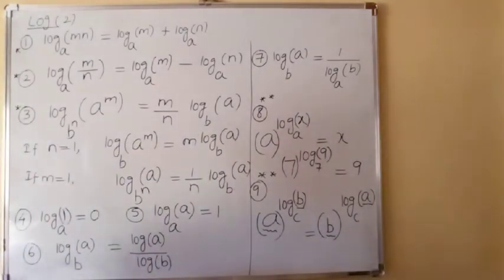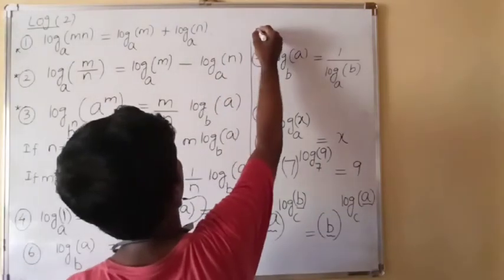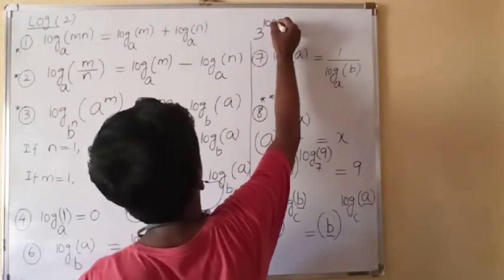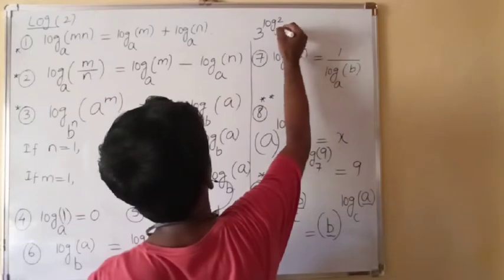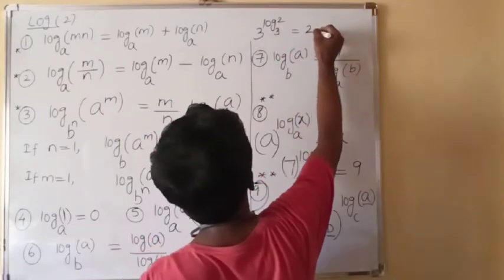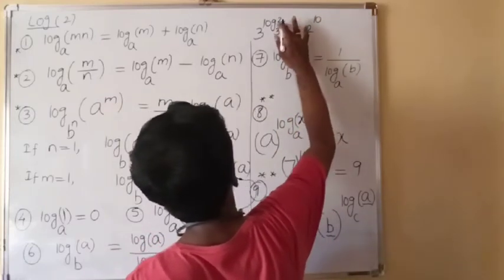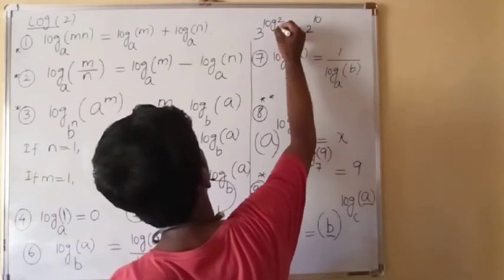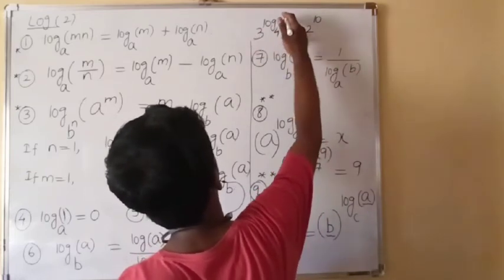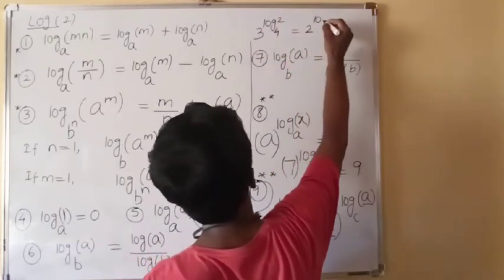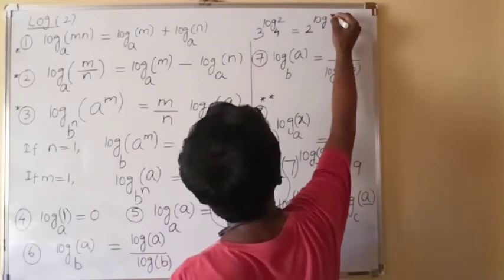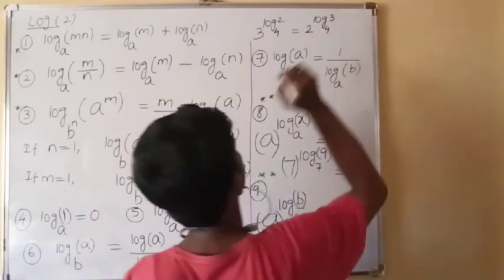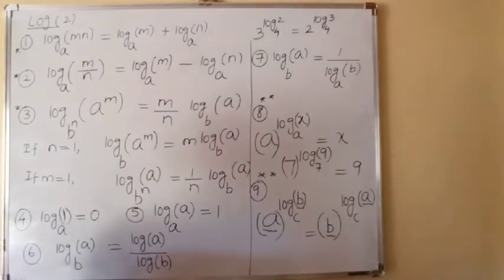For example, 3 power log 2 to the base 4 can be written as 2 power log 3 to the base 4. Both are the same.